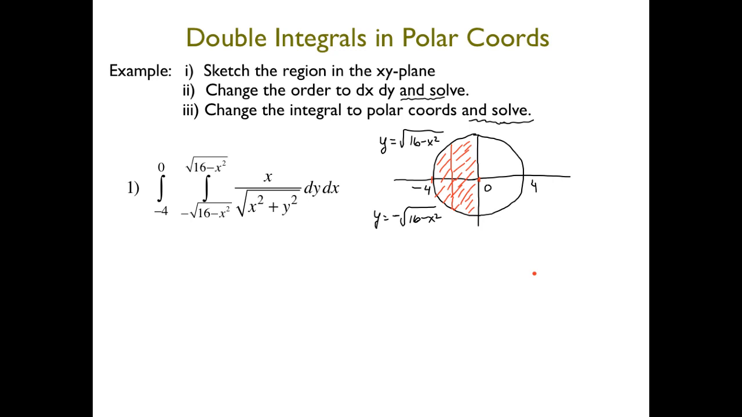That was part 1. So now to change the order, we're going to do dx dy. So x is going to go from negative square root of 16 minus y squared up to 0, and then y from negative 4. So we have these horizontal strips. The bottom horizontal strip is negative 4, up to the top is 4.